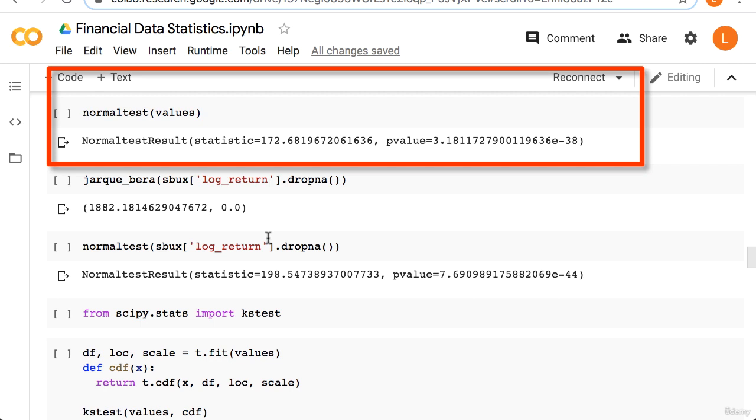Another test we can look at is the normal test. Interestingly, this test is not named after a person, but you can check out the documentation in SciPy if you want to see which statisticians inspired this test. If we look at the results, we can see that they're encapsulated in a normal test result tuple, but the two values it contains are what we expect to see. What we see is that the test statistic is again very large, and the p-value is again very small, about 3 times 10 to the power minus 38. Again, we reject the null hypothesis that this data comes from the normal distribution.